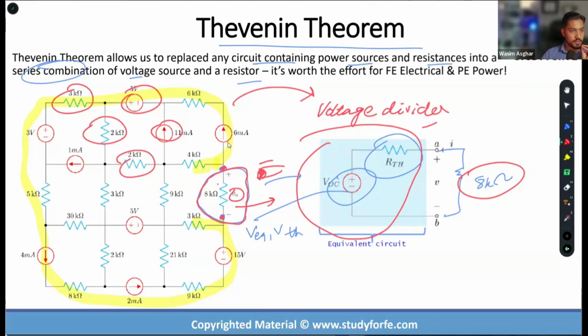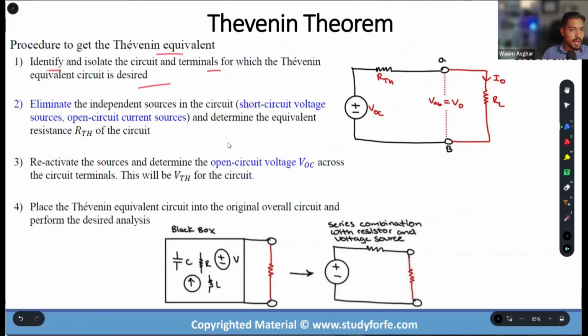And the remainder of the circuit would basically look like these two terminals that are hanging by themselves, and we are looking into the circuit. The voltage that we calculate between these two terminals will be called the VOC or V equivalent of Thevenin. And the impedance that we calculate in between these two terminals will be our R Thevenin. So identify and isolate the circuit and terminals for which the Thevenin equivalent circuit is desired. Eliminate the independent sources in the circuit.